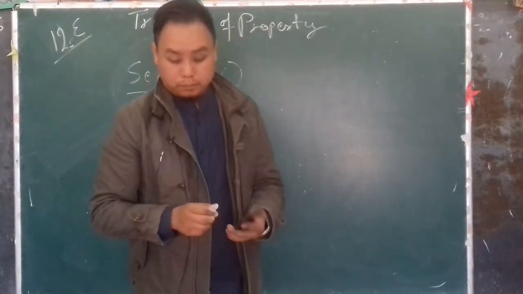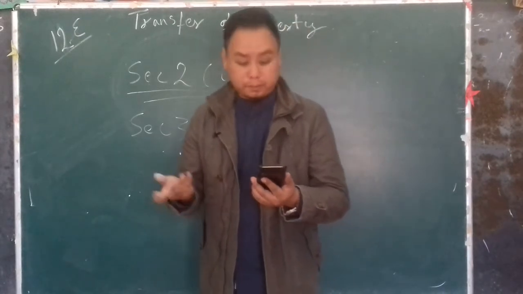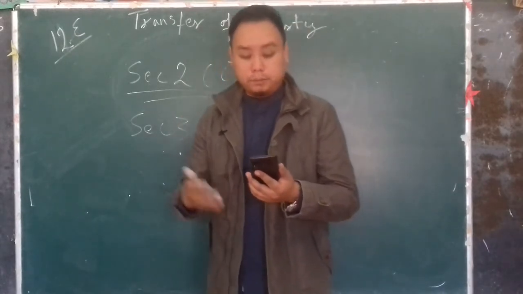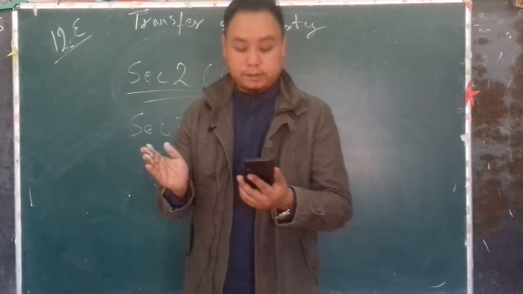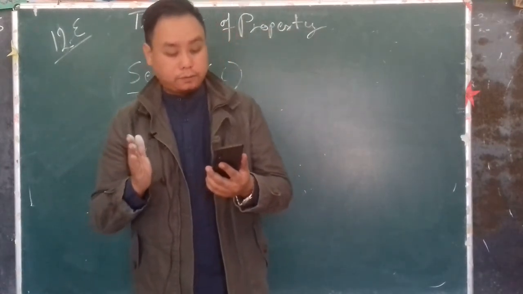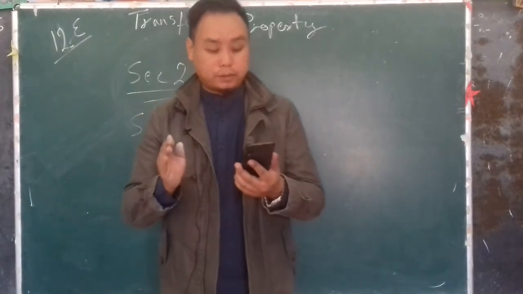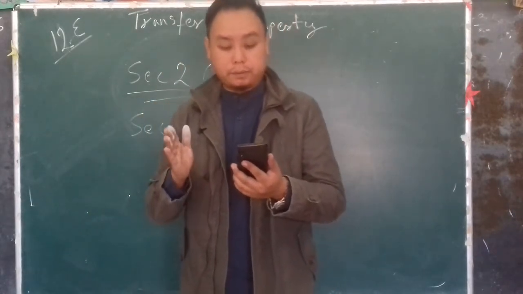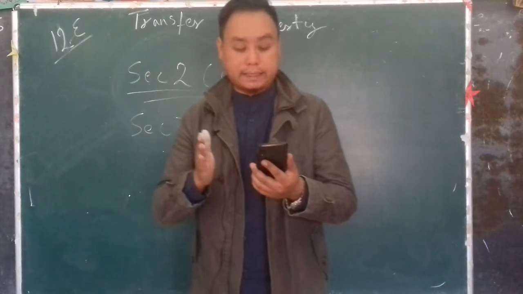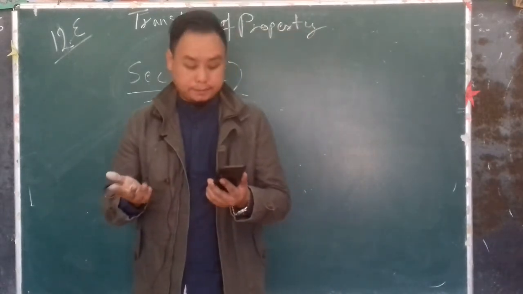Alright, so moving on to the next, immovable property. The term immovable property occurs in various central acts. However, none of those acts conclusively defines this term. The most important act which deals with immovable property is the Transfer of Property Act, also known as the TP Act. Alright.